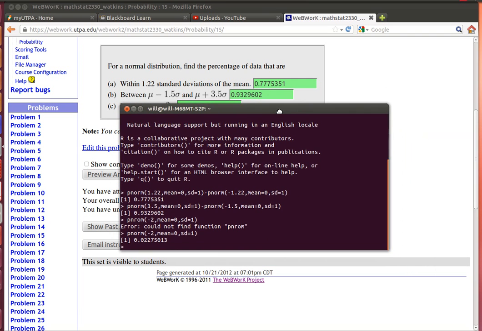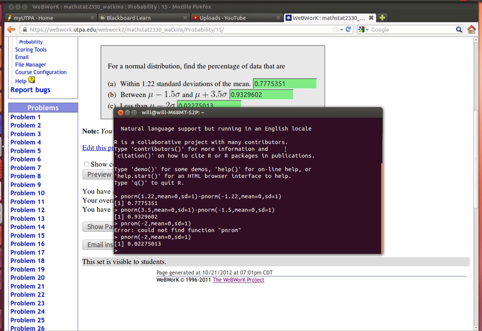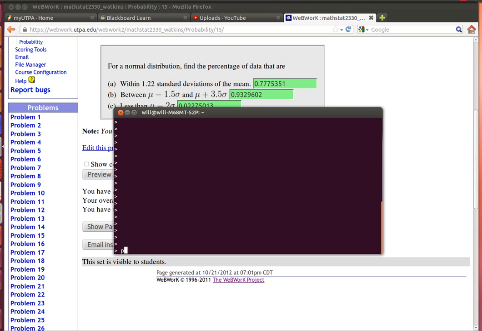Let's discard that. So here's R. And I want to find the pnorm of 1.22 in a distribution that has a mean of 0 and a standard deviation of 1. That would be that blue area, the area below 1.22 standard deviations above the mean, minus pnorm of negative 1.22 in a mean equal to 0 and a standard deviation equal to 1. Okay, so there's that particular calculation.